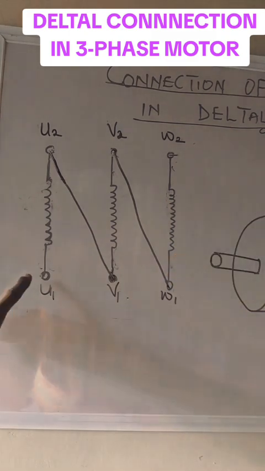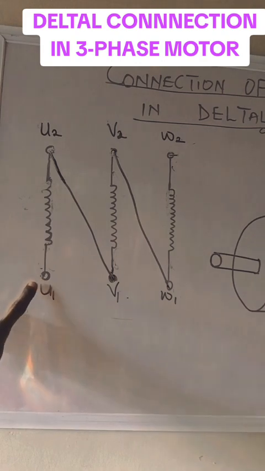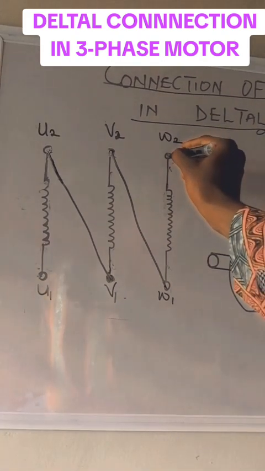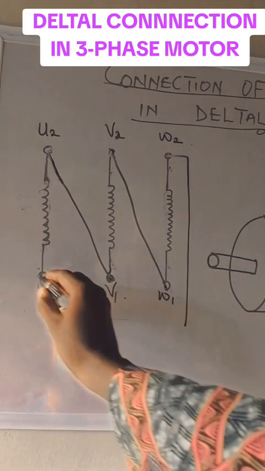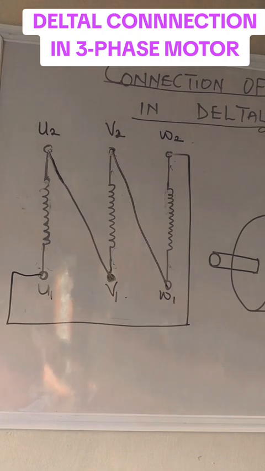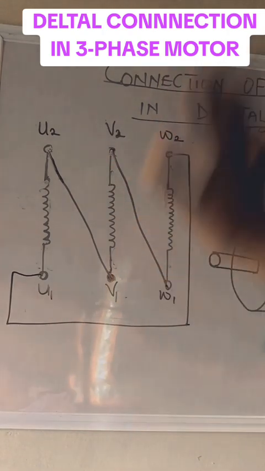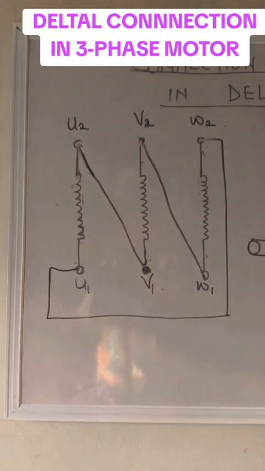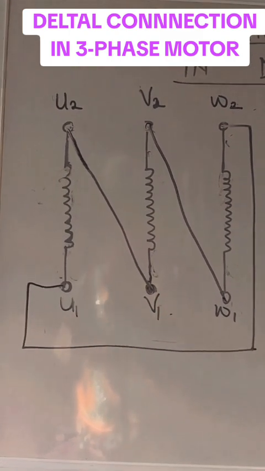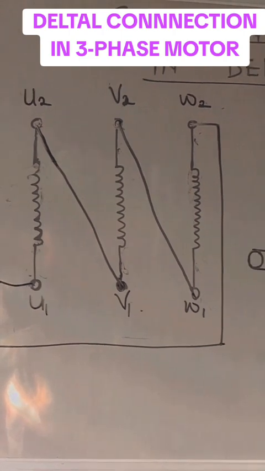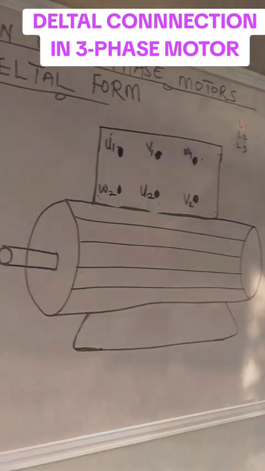Now, we're having two ends remaining, the start of U and the end of W. So W2, I'm going to link it to U1. At the end of the day, these three coils in our three-phase motor have been connected, configured in Delta connection. That is Delta connection. That is the theoretical explanation of how to connect our coils in Delta. Now, let me show you how it really looks in the practical sense.